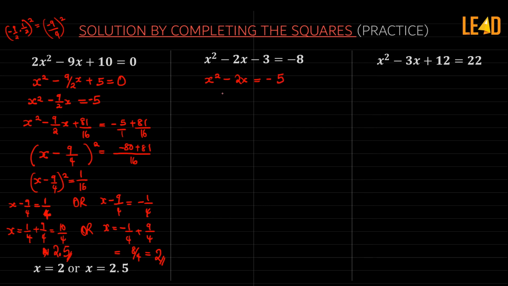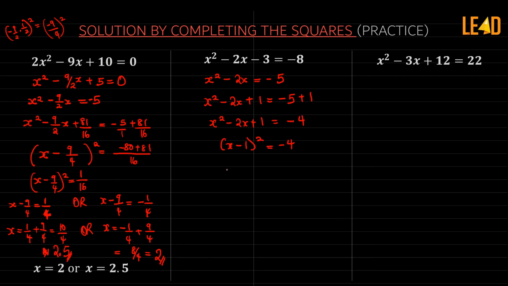Good. Next, we'd have the c that we need to be here would be, we divide b by 2 and square it. So that would be x squared minus 2x plus, 2 over 2, plus 1, right, is equal to negative 5 plus 1. So we would have x squared minus 2x plus 1 is equal to negative 4. So we'd have x minus 1 all squared when you rewrite the left-hand side.